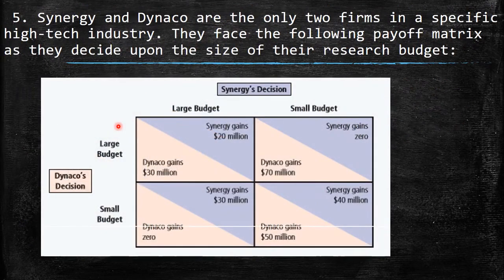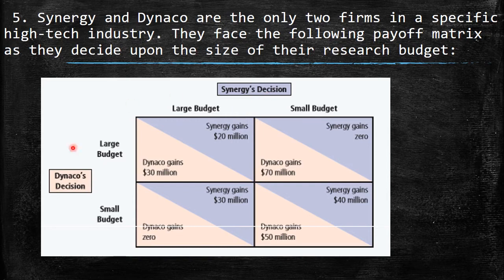Then the fifth point: Synergy and Dynaco, or Dynaco, I don't know, are the only two firms in a specific high-tech industry. They face the following payoff matrix as they decide upon the size of their research budget. So first, understand.